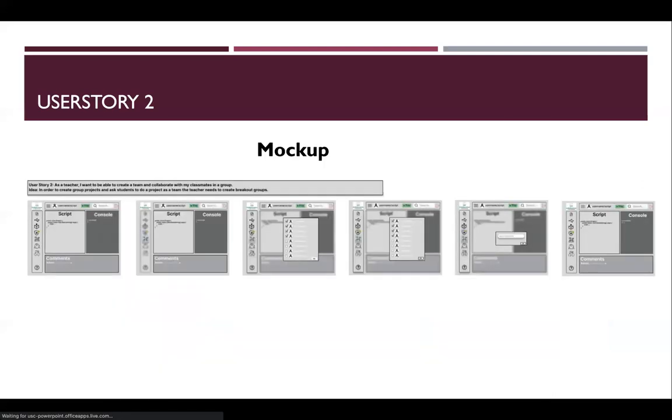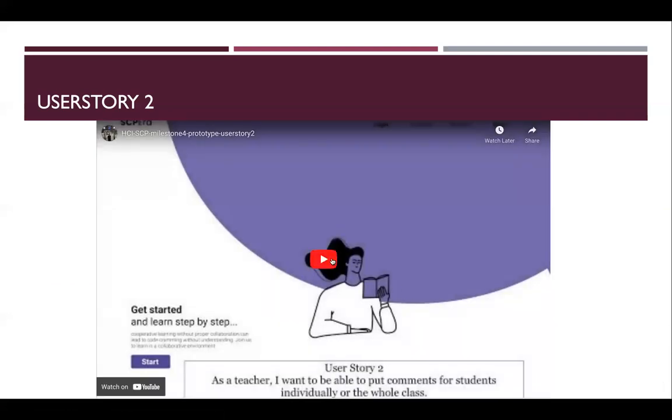So in the mockup, we will see that by selecting the team or the grouping, the user will see the names of all the users, and just by clicking the checkboxes, he can select the number of students and form a group. And at the end, he can assign a name to that group. In the next slide, we will see its prototype.